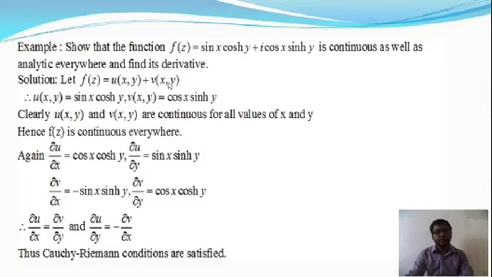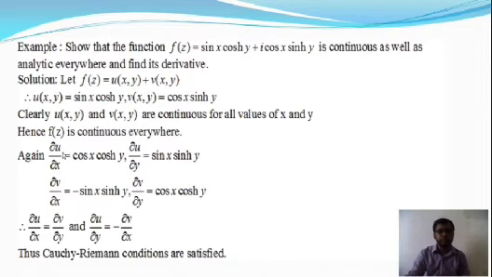So u and v are continuous, so by properties of continuity, f of z is continuous everywhere in the complex plane. Okay, so next we are going to find the Cauchy-Riemann equations, the sufficient condition of analytic functions. What is the sufficient condition of an analytic function? If the Cauchy-Riemann equations are satisfied as well as the partial derivatives are continuous, then we'll say the function is analytic. Okay, so let's start by finding the partial derivatives.